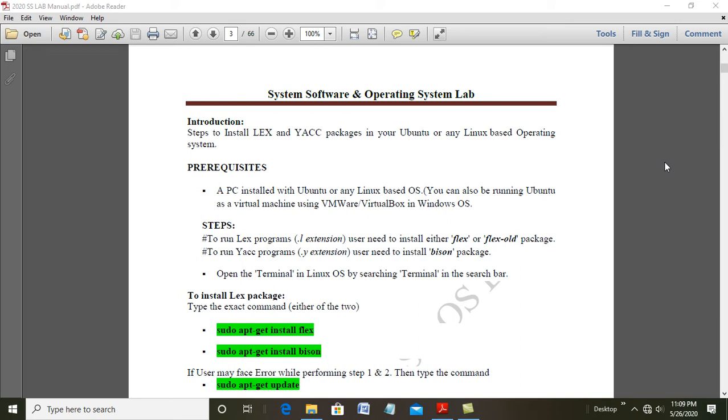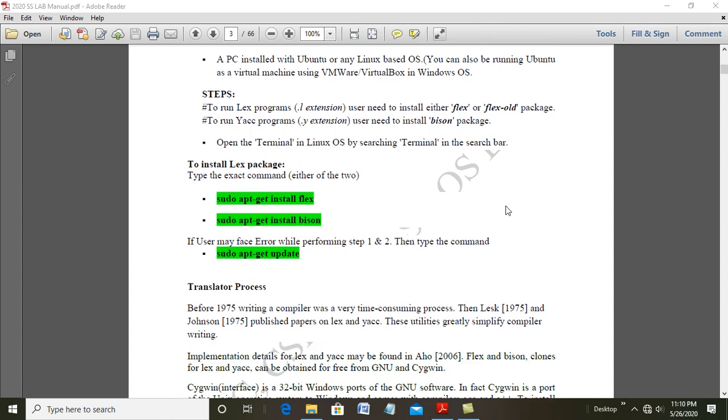You can also upgrade your operating system if you require any recent updates for particular specific needs of your operating system. So this is the basic criteria that is needed before starting to execute any system software and operating system lab.